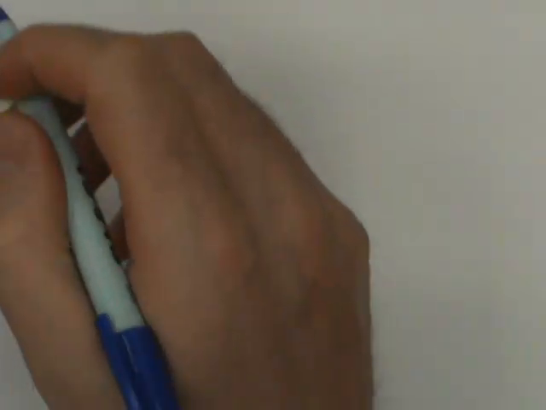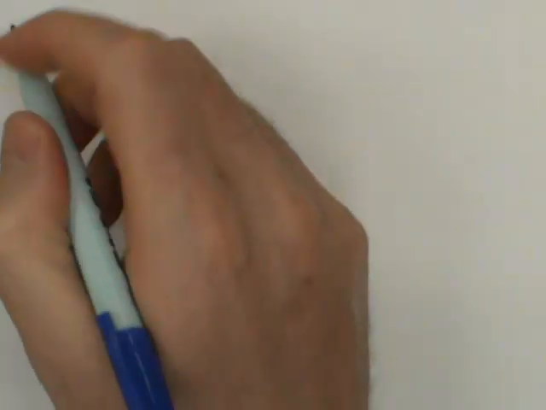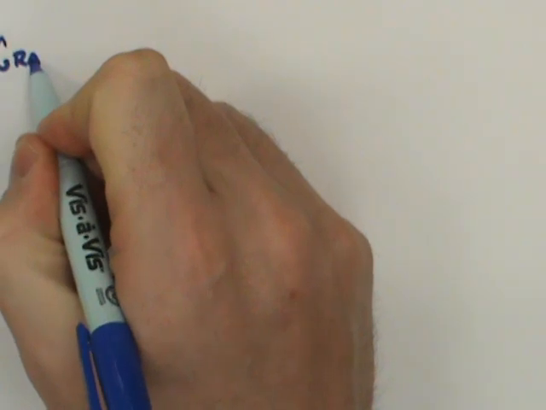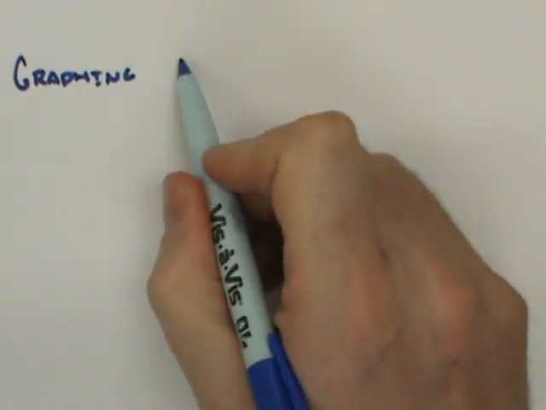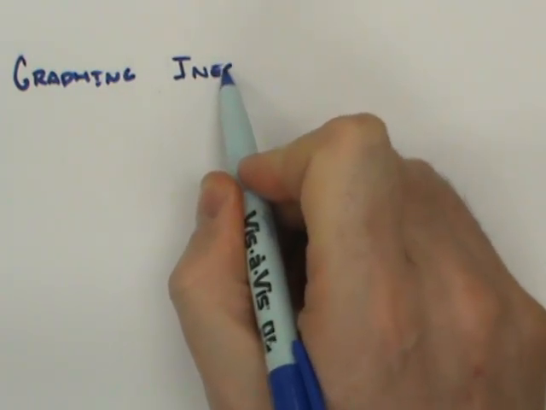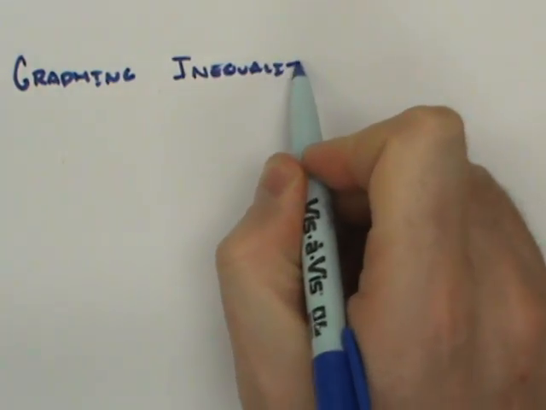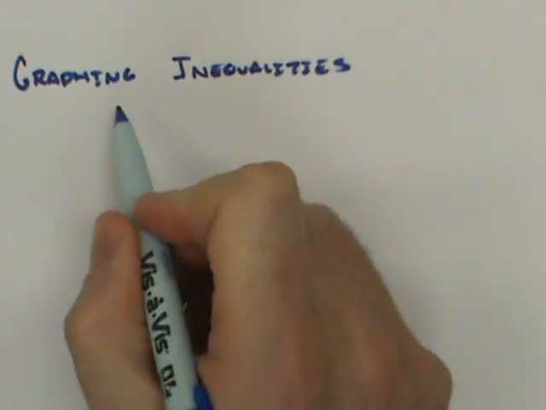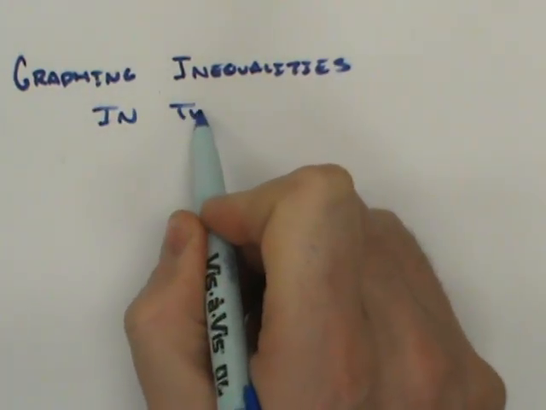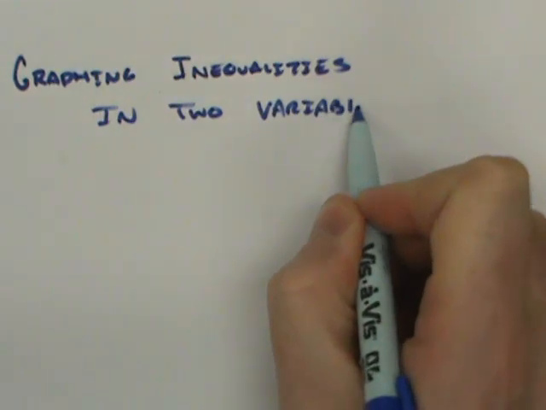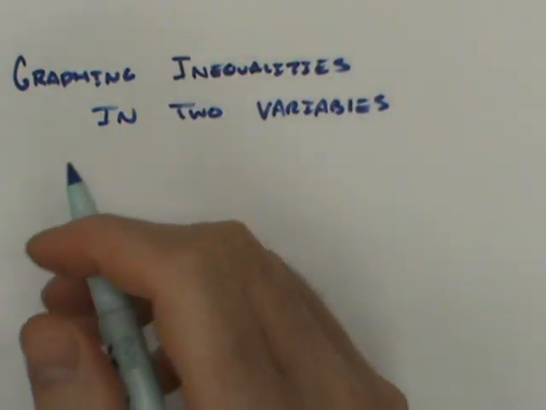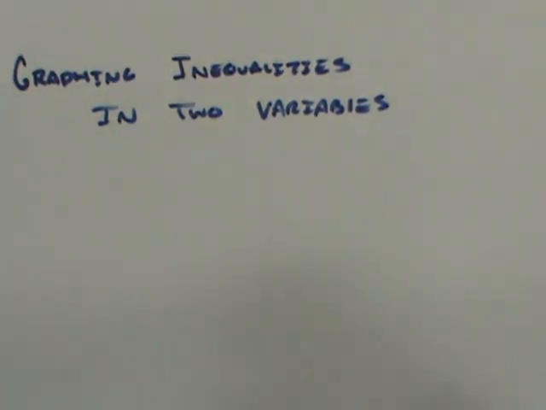This is for Algebra 1. What we're looking at is graphing inequalities in two variables.